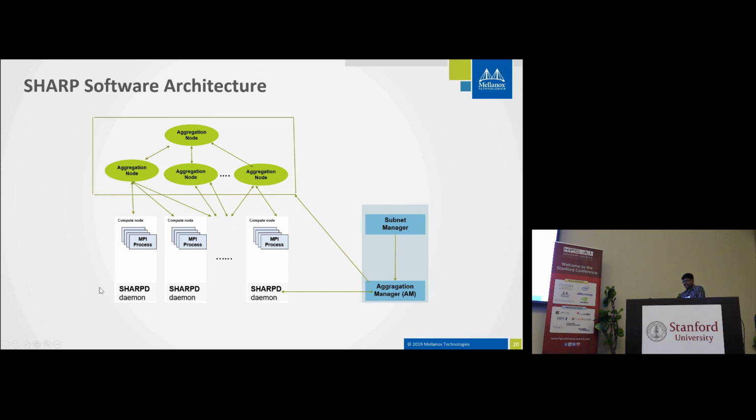And each compute node has a Sharp daemon, which is mostly in sleeping mode and doesn't consume any resources. When an MPI job is running, one rank will contact the Sharp daemon. The Sharp daemon will ask for the resources from the aggregation manager, and once the resources are there, the MPI job will directly talk to the aggregation nodes. Aggregation nodes here are switches in the fabric. So the process directly sends messages to and receives messages from the switch.